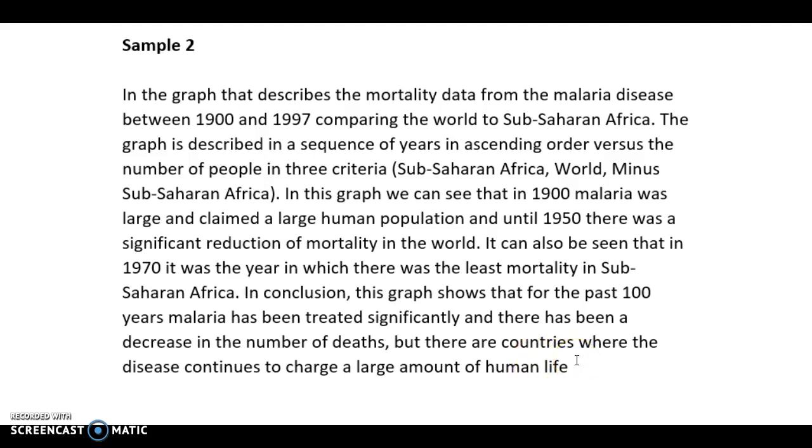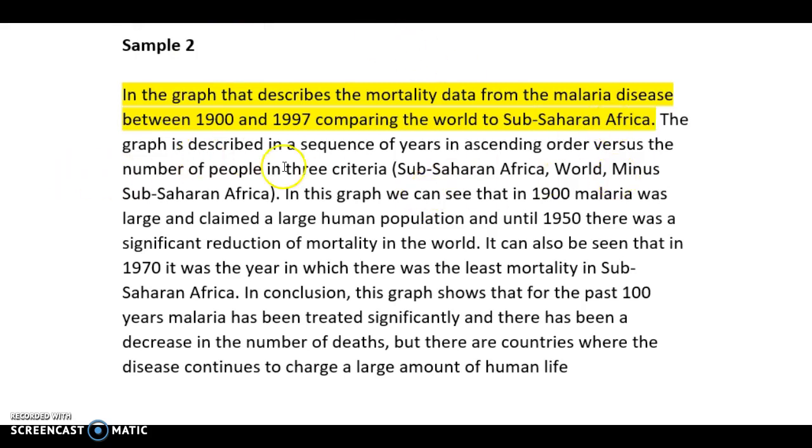Already we see that it looks better. It's a paragraph now, and not a list of sentences. So let's read it together. In the graph that describes the mortality data for malaria disease between 1900 and 1997, comparing the world to sub-Saharan Africa. Very nice. That tells me what this paragraph is about.